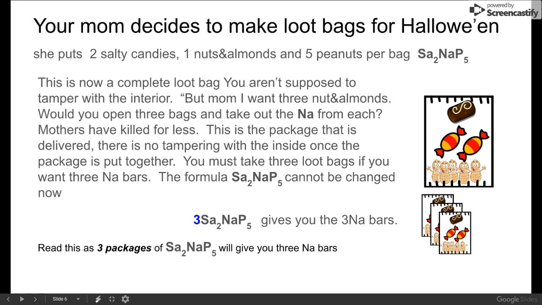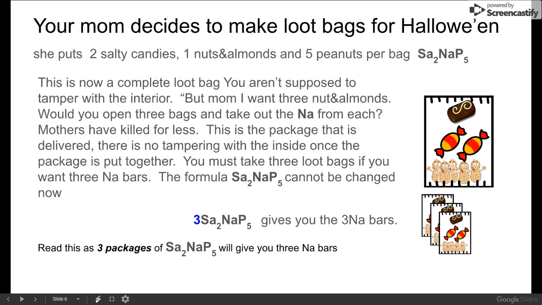But then you complain, but Mom, I want 3 nut and almonds. Are you going to open the bag and take out the little Na from each bag? You know mothers have killed for less. She's made that loot bag. This is the package that you get. You don't tamper with the insides once the package is put together. You're going to take 3 loot bags if you want 3 Na bars, or you're going to get killed.